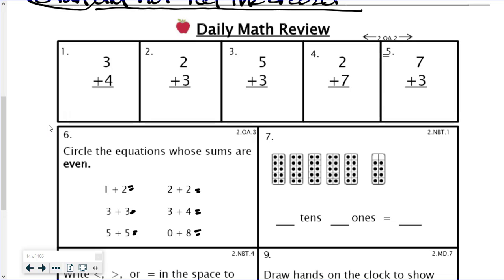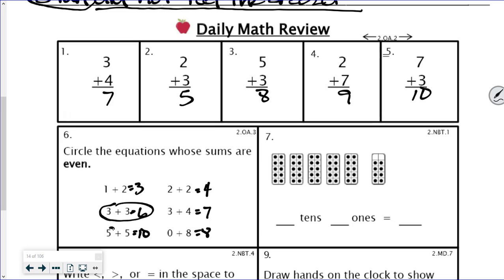I'm going to give you the answers for the math review. Go ahead and check your daily math review. Number 6, circle the equations whose sums are even. So like I said, you want to solve these first. So 1 plus 2 equals 3. 3 plus 3 equals 6. 5 plus 5 equals 10. 2 plus 2 equals 4. 3 plus 4 equals 7. 0 plus 8 equals 8. So now we're going to circle the ones whose sums are even. So this one, this one, this one, and that one should be circled.